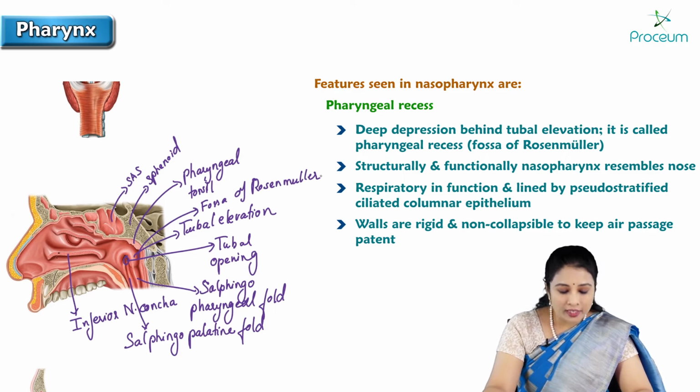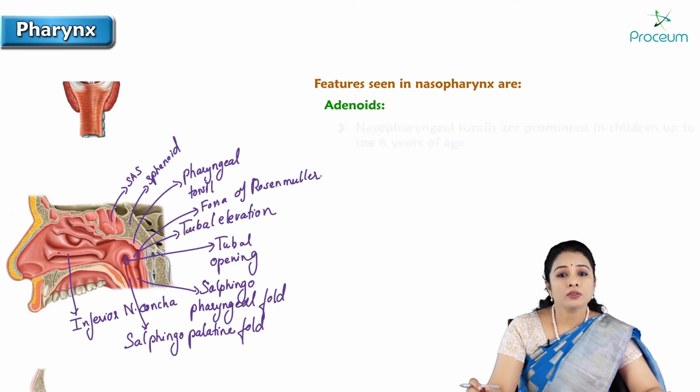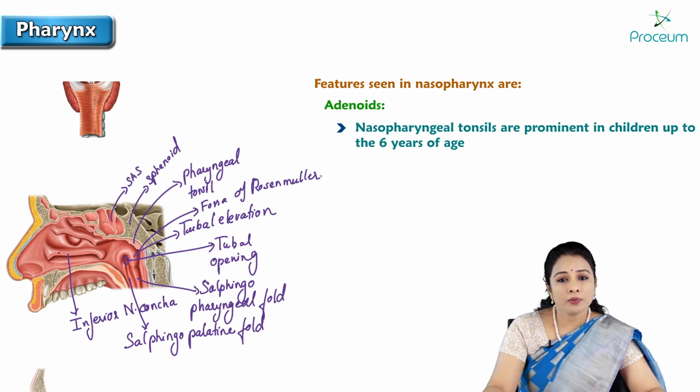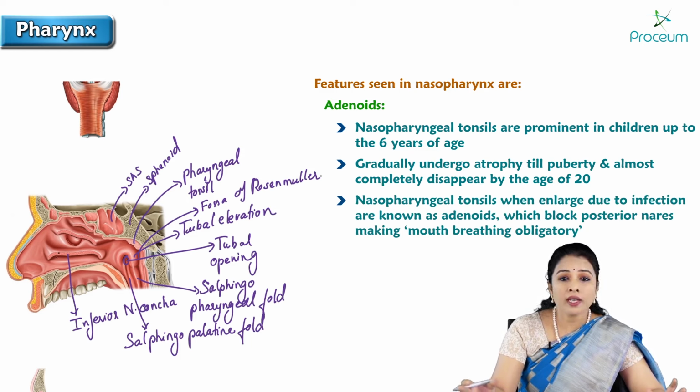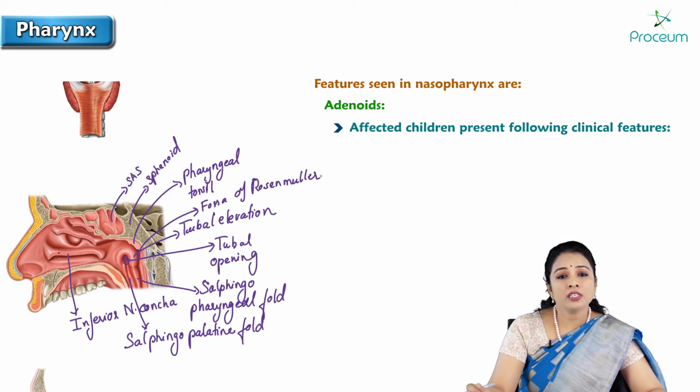An important clinical aspect associated with nasopharynx is adenoids. So the nasopharyngeal tonsils are prominent in children up to the age of 6 years. And they gradually undergo atrophy till puberty and almost completely disappear by the age of 20. So the nasopharyngeal tonsils, when enlarged due to infection, are known as adenoids, and they block the posterior nares, making mouth breathing obligatory.